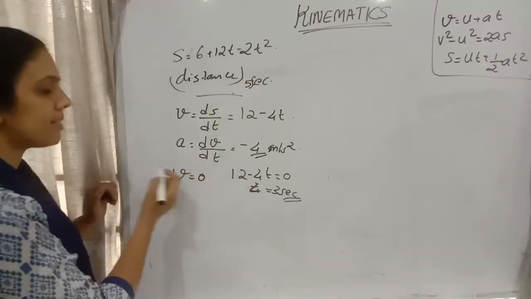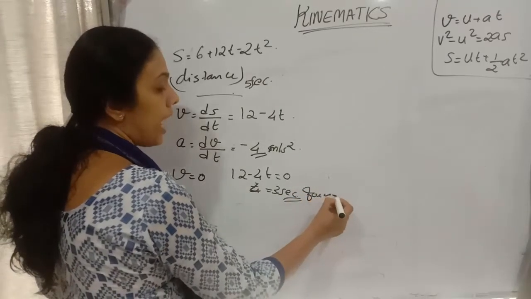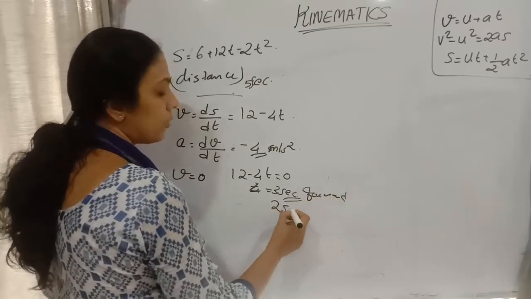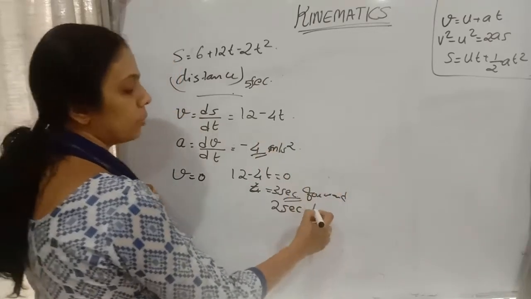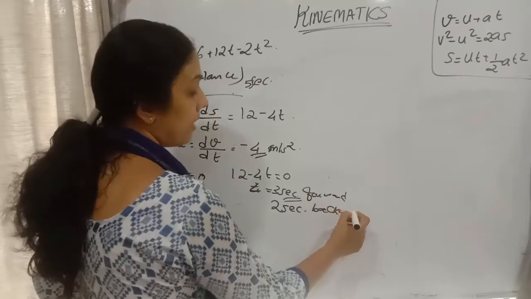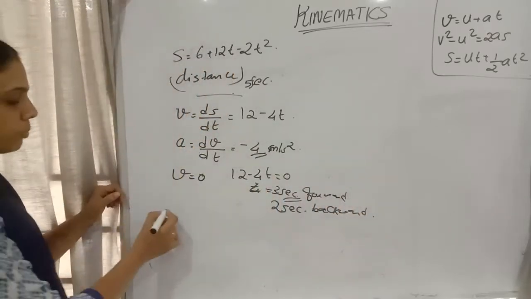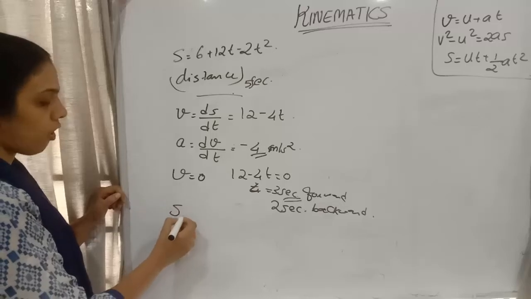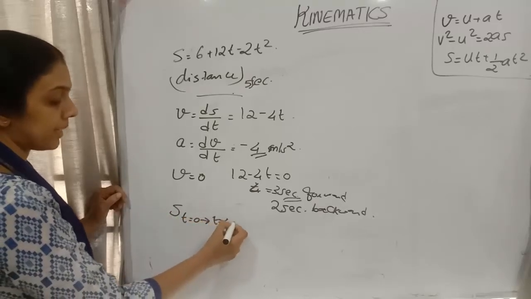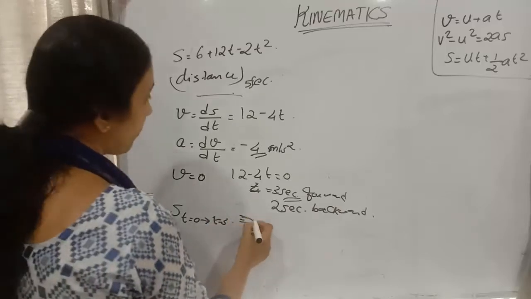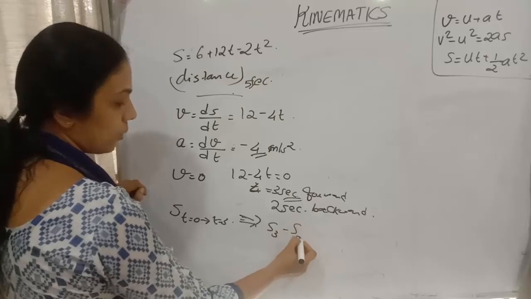So we can consider that for 3 seconds it is under forward motion, and for the remaining 2 seconds it will be moving under backward motion, returning. Okay, so what will be the distance covered in the forward motion? Distance covered in the forward motion, from t = 0 to t = 3 seconds, how can we find out? S in 3 seconds minus S in 0 seconds.